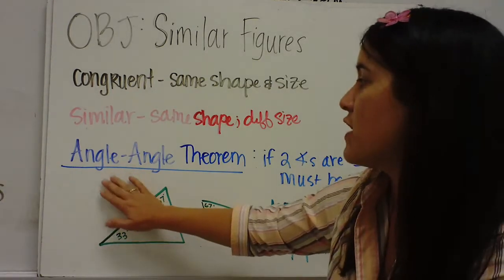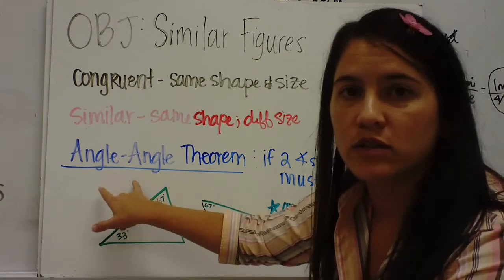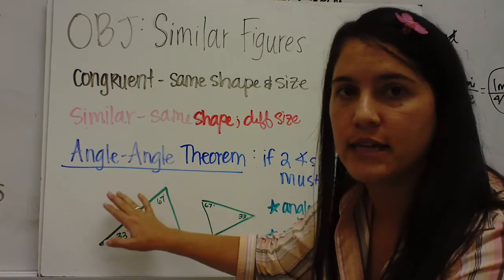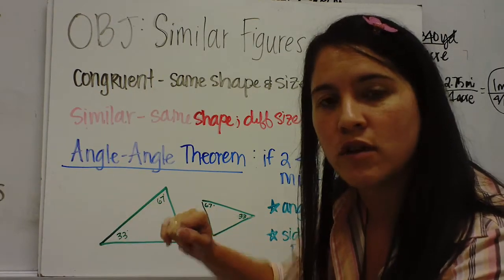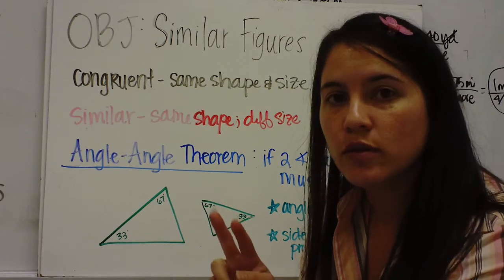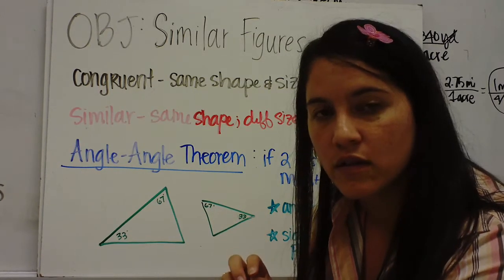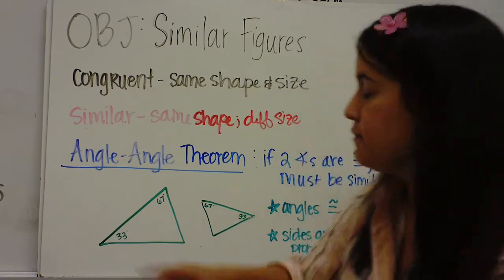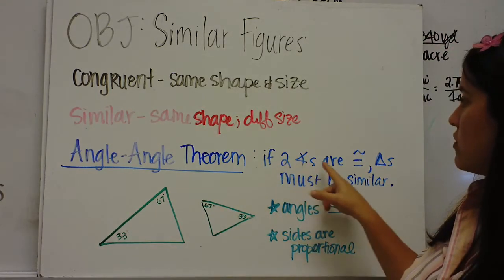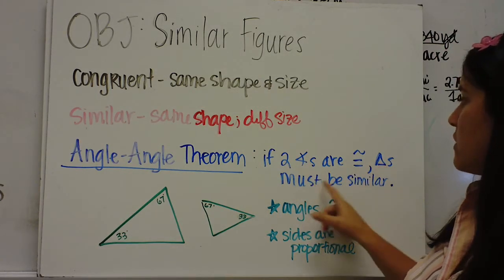So there's this theorem called the angle-angle theorem. And what that states is that if you have two triangles that have two congruent angles, that means they have to be similar. If two angles are congruent, then the triangles must be similar.